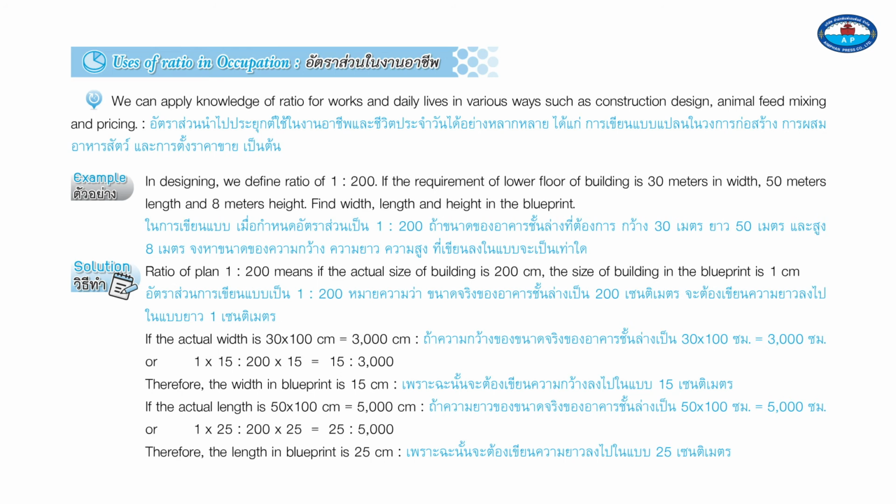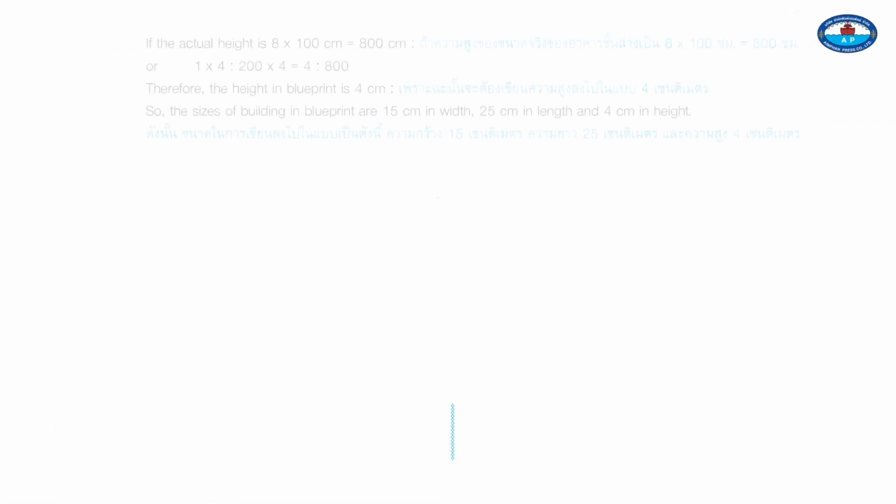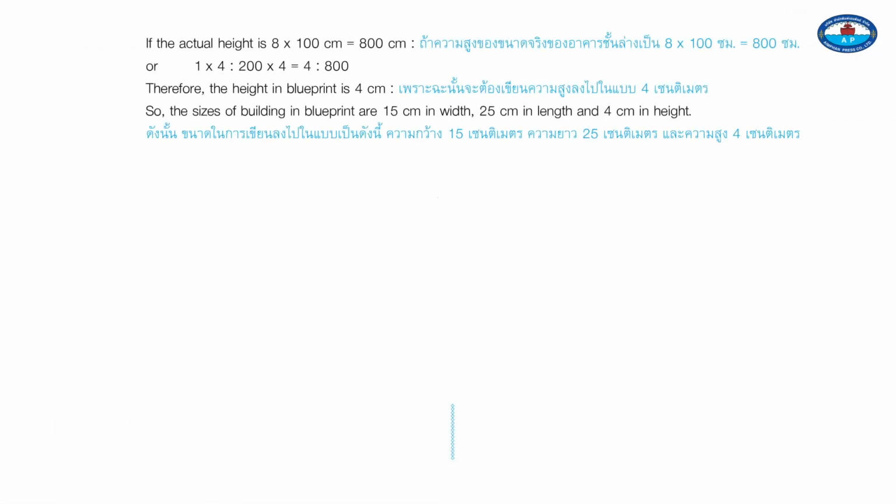The actual length is 50 times 100 centimeters equals 5,000 centimeters, or 1 times 25 : 200 times 25 equals 25:5,000. Therefore, the length in the blueprint is 25 centimeters. The actual height is 8 times 100 centimeters equals 800 centimeters, or 1 times 4 : 200 times 4 equals 4:800. Therefore, the height in the blueprint is 4 centimeters.